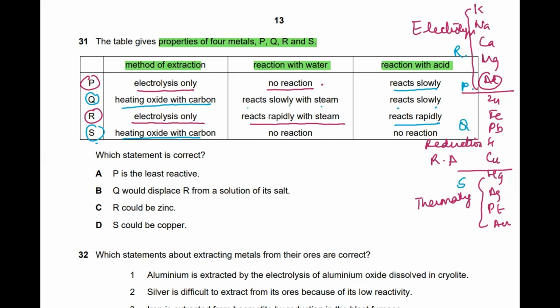Now let's check the options, which statement is correct. P is least reactive. P is not least reactive, so A is incorrect, right? Then we have, Q would displace R from the solution of its salt. Q will displace R from its salt. Q is less reactive. How will it displace? So again, this is wrong. R could be zinc. R cannot be zinc because R belongs to the top metals which are extracted on electrolysis. It's not in the center chunk. So R cannot be zinc.